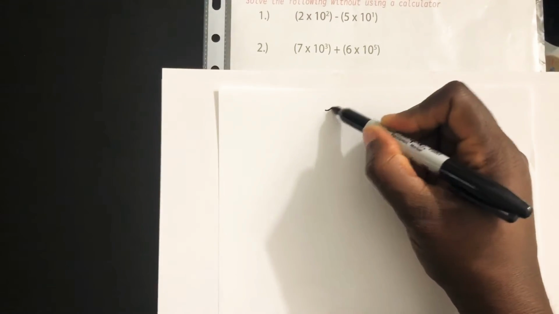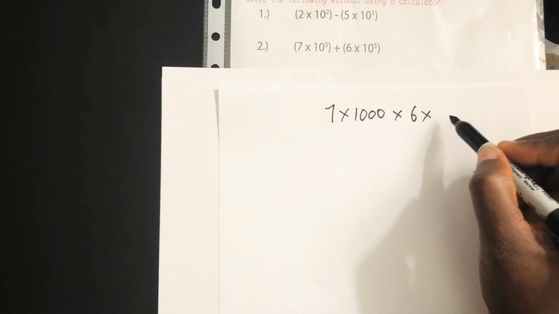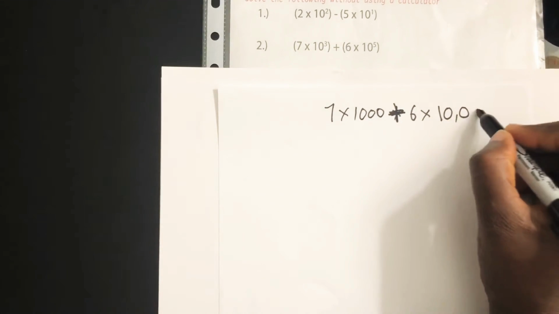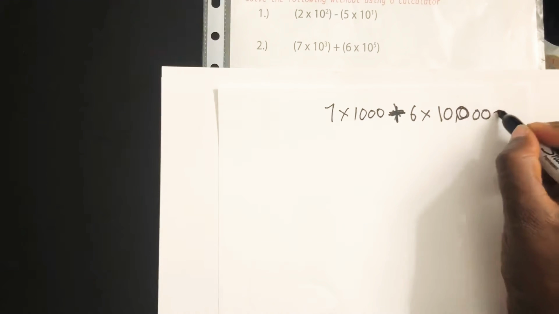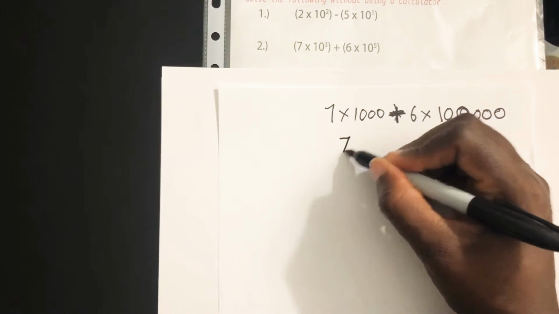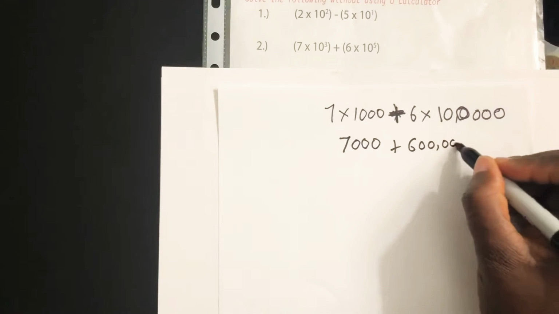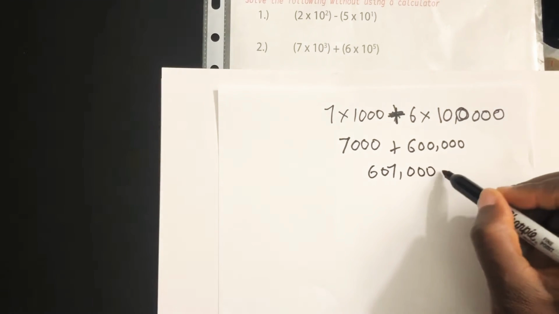So let's look at question 2. Question 2 says 7 times 10 to the power 3 plus 6 times 10 to the power 5. 10 to the power 3 would be 7 times 1,000. And 6 times 10 to the power 5, that's 10 to the power 4 is 10,000, so 10 to the power 5 is 100,000. This would be 7,000 plus 600,000. And if you add those together, you have 607,000. So that would be the answer for that one.